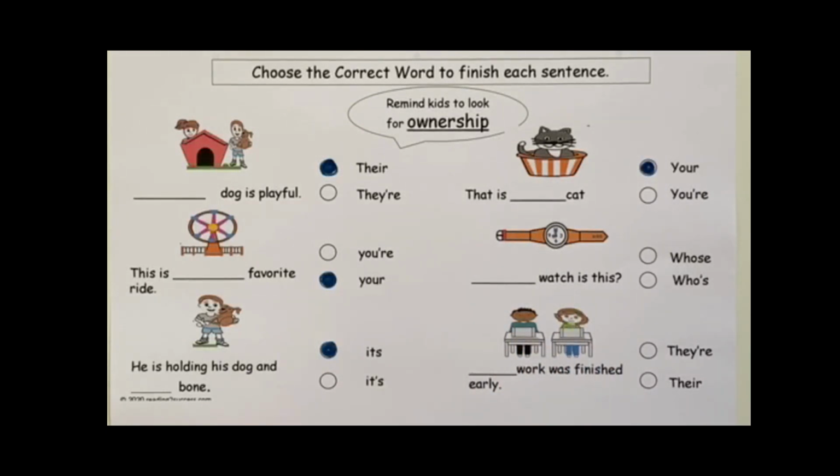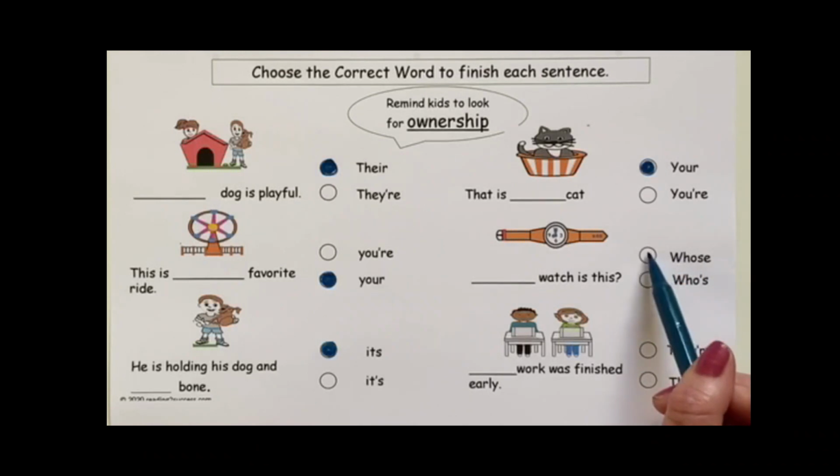It's a question, we don't know. So we do not know who it belongs to. Let's try who is. Whose watch is this? Oh, that really doesn't make sense. So it is ownership. We are looking for who owns the watch.